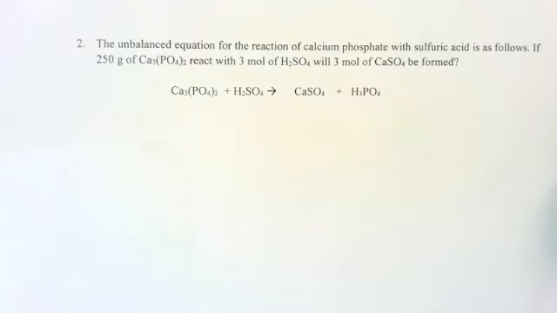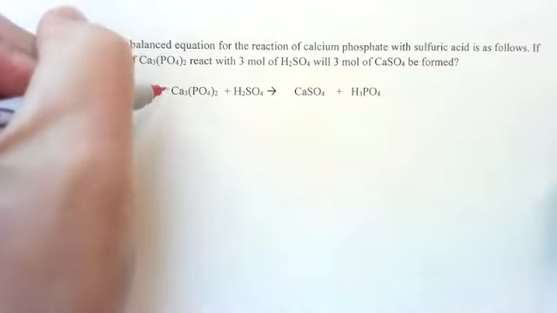So for this second sample problem, we have the unbalanced equation for the reaction of calcium phosphate with sulfuric acid as follows. If 250 grams of calcium phosphate react with 3 moles of sulfuric acid, will 3 moles of calcium sulfate be formed? Now this one's a little bit more advanced. First thing hopefully you noticed is that the equation isn't balanced. If you want practice balancing, pause the video and try to balance this.